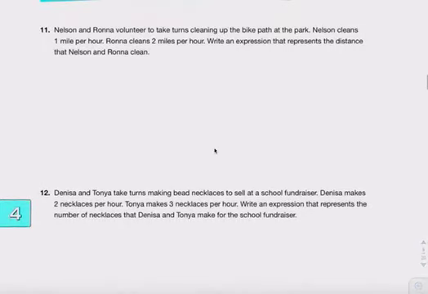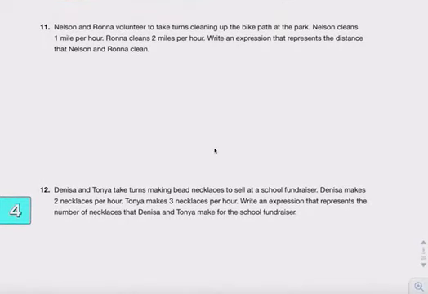Okay? Nelson and Rana volunteered to take turns cleaning up the bike path at the park. Nelson cleans 1 mile per hour. Rana cleans 2 miles per hour. Write an expression that represents the distance that Nelson and Rana clean. So we're writing the distance on how much they clean, Nelson and Rana.